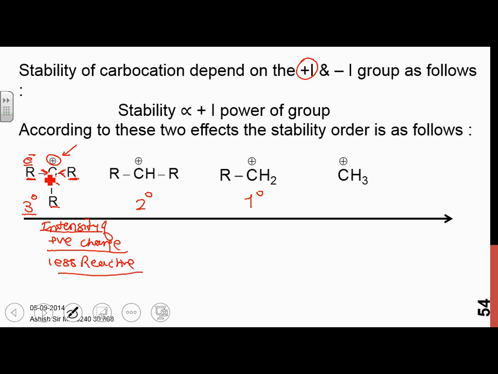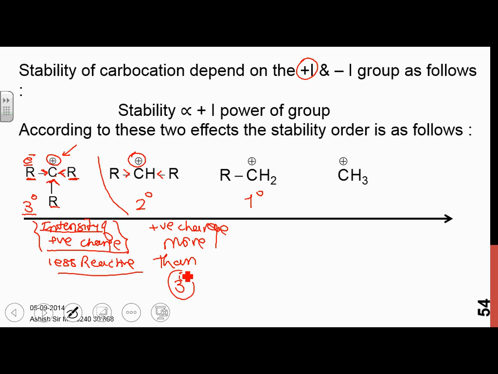In secondary, how many are going to donate? 2. So here also the intensity of this positive charge will decrease, but not as much as in the case of tertiary carbocation. It will be comparatively less. That means here the positive charge is comparatively more than in tertiary carbocation.